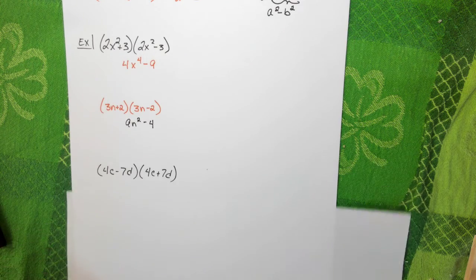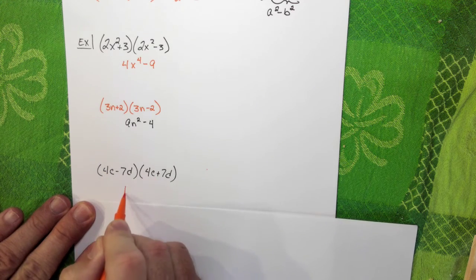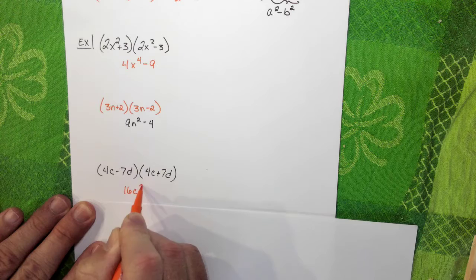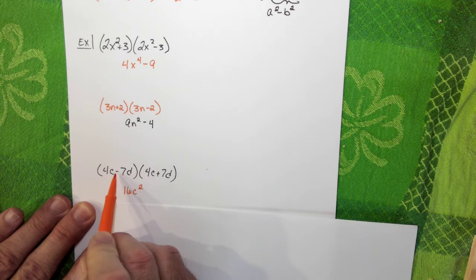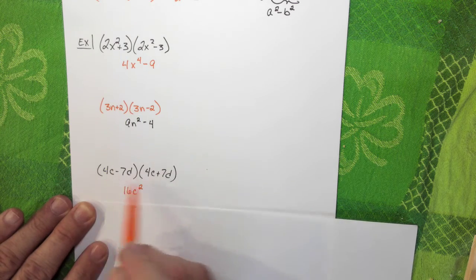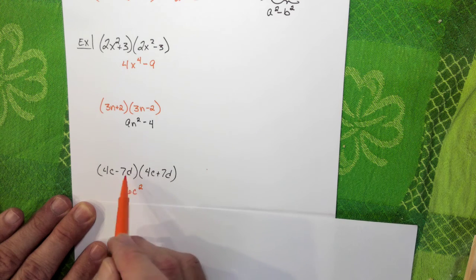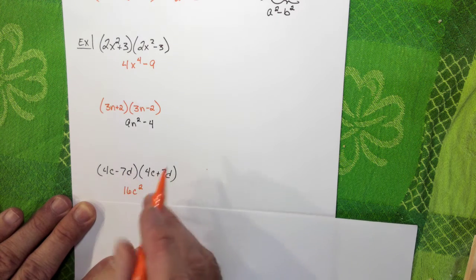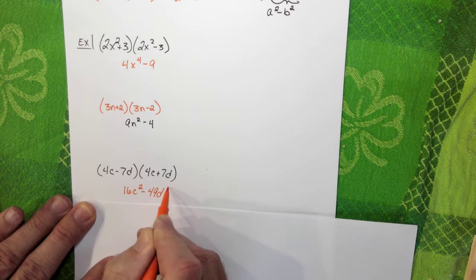And try this last example. 4c, so 16c squared, 7d. Now, just because the minus sign is here and the plus sign is here, it doesn't matter. We can do this in any order because it's still going to give us the inners and outers canceling out. And then minus 49d squared.